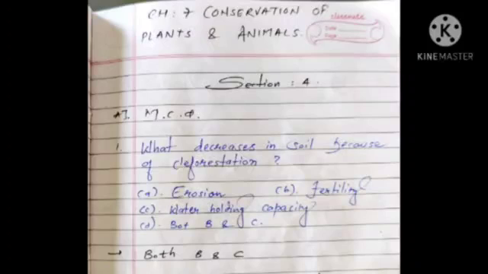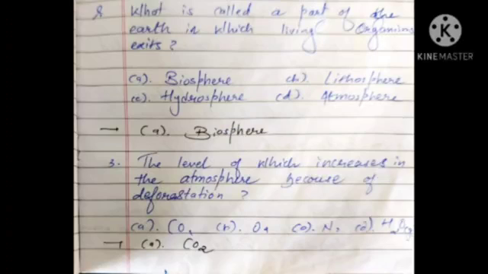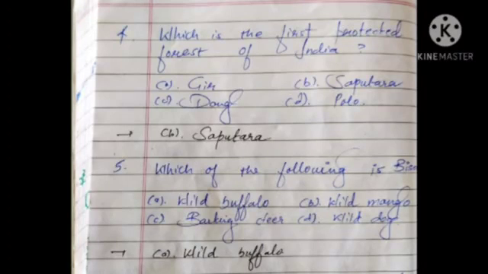Now talking about chapter number 7, Conservation of Plants and Animals, section A MCQ. The first one is what decreases in soil because of deforestation, and the answer is fertility and water holding capacity. Second one is what is called the part of the earth in which living organisms exist, and the answer is biosphere. Third one is the level of which increases in the atmosphere because of deforestation, and the answer is carbon dioxide. Fourth one is which is the first protected forest of India, and the answer is Saputara. Fifth one is which of the following is a biosphere, and the answer is wild buffalo.